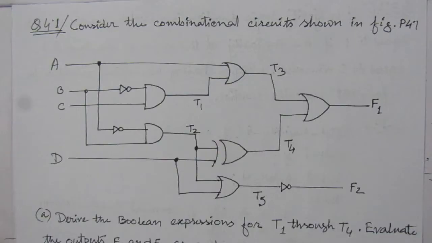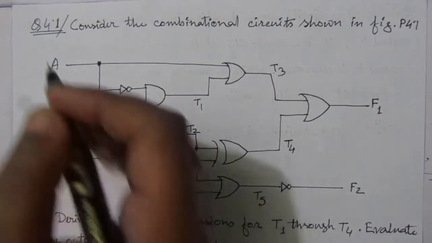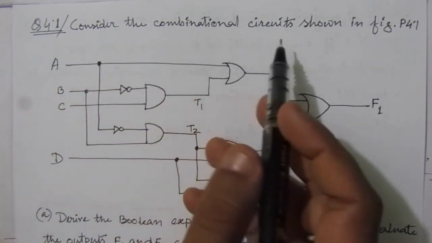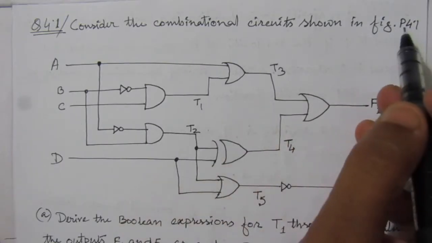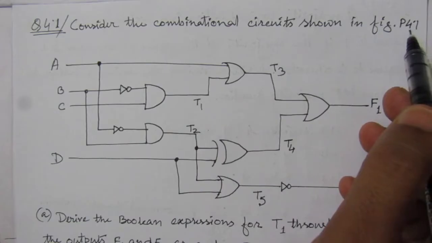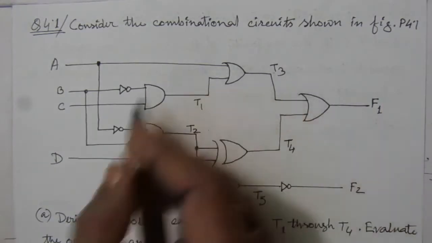In this video, I am starting with a new chapter. So I am solving problem number 4.1 in this video. The problem is: consider the combinational circuit shown in figure problem 4.1. That means this problem 4.1 is within the chapter itself. Now we have to consider this circuit.